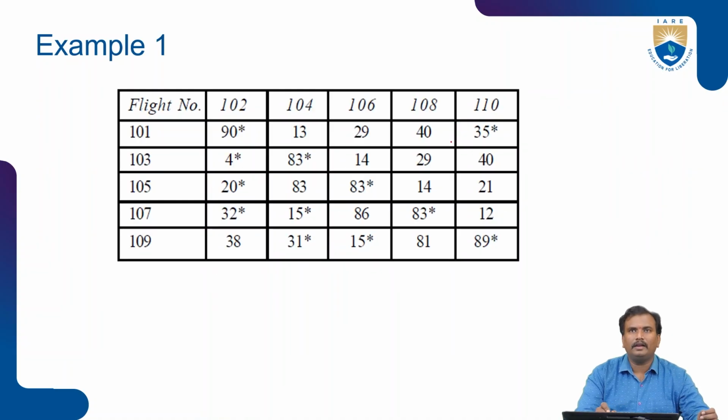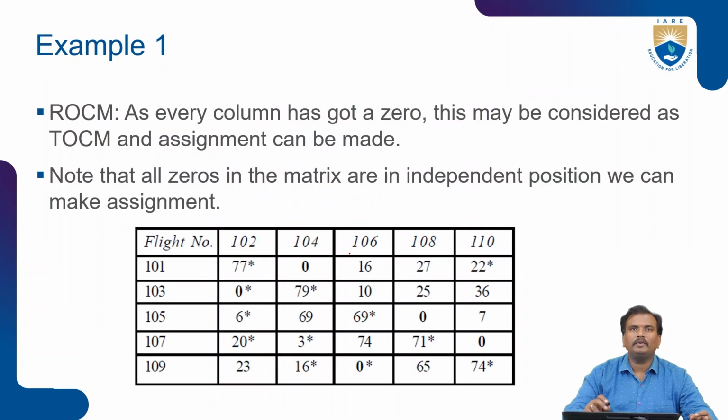And these are the layover timings: 90, 13, 29, 40 and 35. Here in this row 4 is the minimum, in this row 14 is the minimum, in this row 12 is the minimum, in this row 15 is the minimum. Now we are converting to ROCM. As every column has got a 0, this may be considered as TOCM and assignment can be made. Note all zeros in the matrix are independent positions.